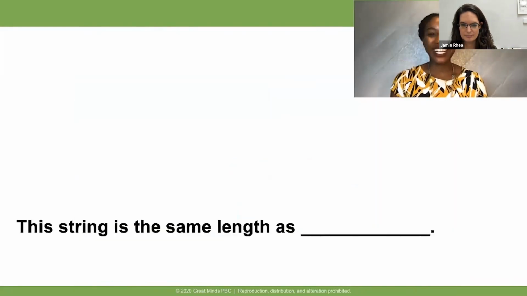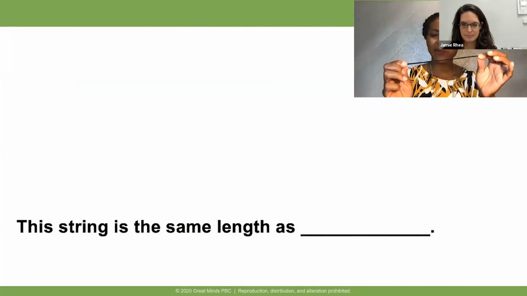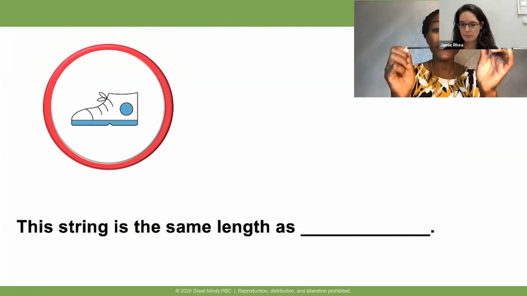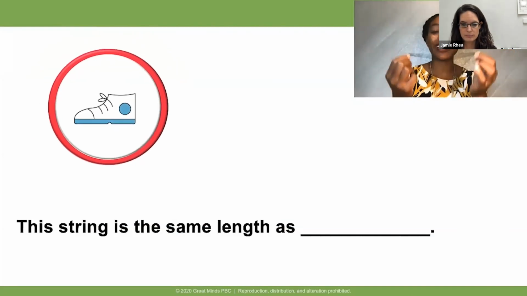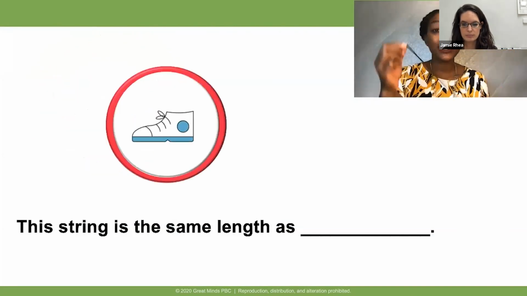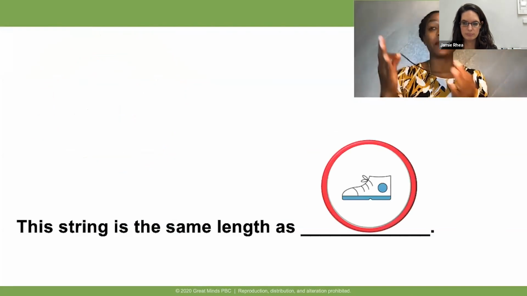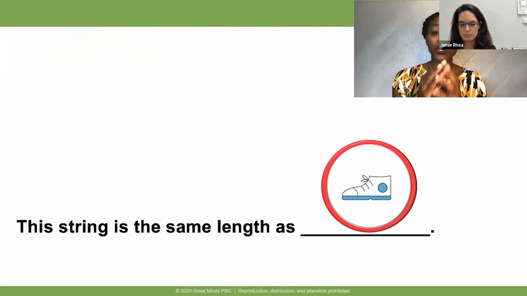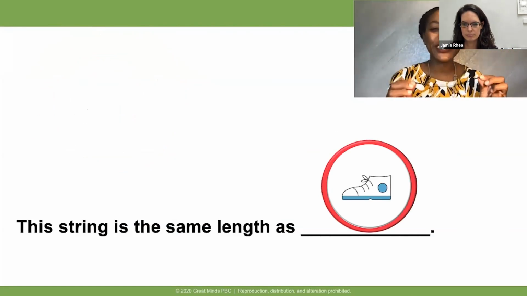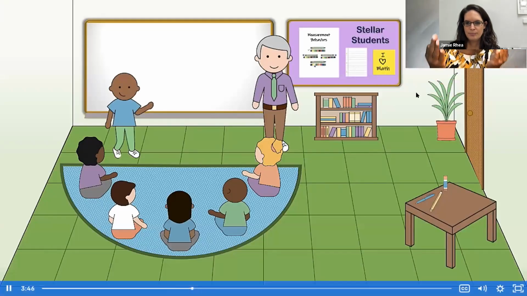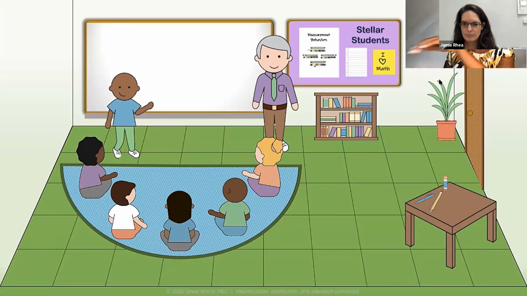Welcome back, stellar students. So, the string that we just cut is the same length as what again? Same length as the shoe, right? Oh, right, yes. It's the same as Malik's shoe. Now, I should be able to walk over to the bulletin board and compare to see if the paper is longer or shorter than Malik's shoe. Let's do that now. I'm going to use the string I cut to see if it's longer or shorter than the paper. Let me just grab that off the board.